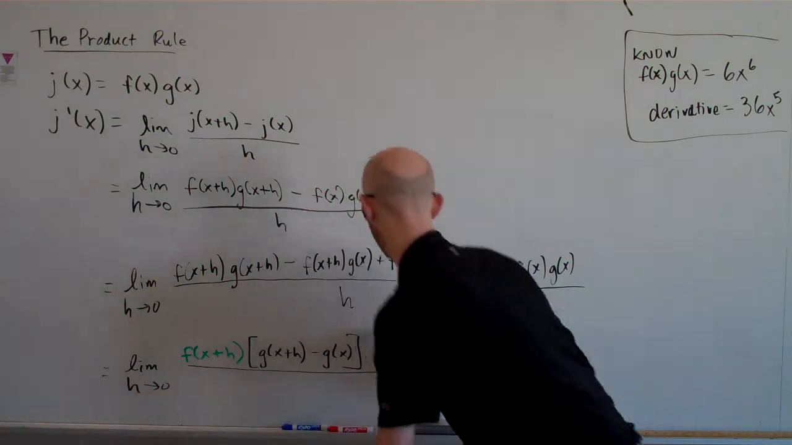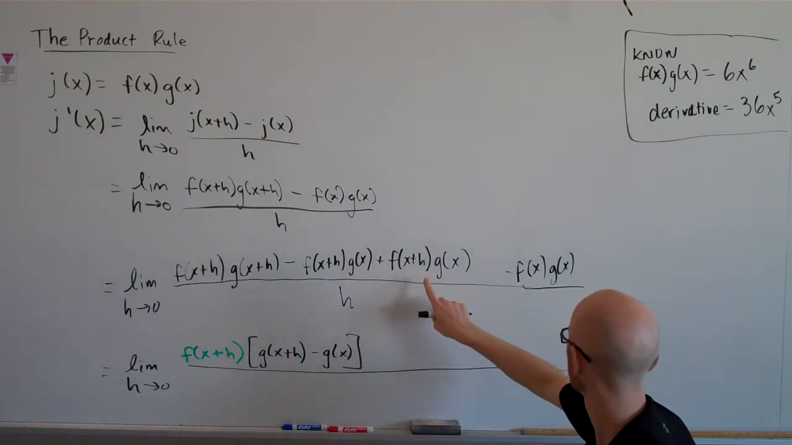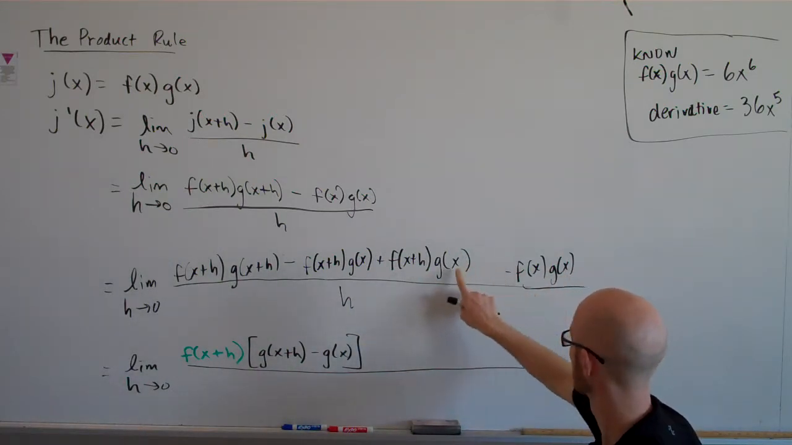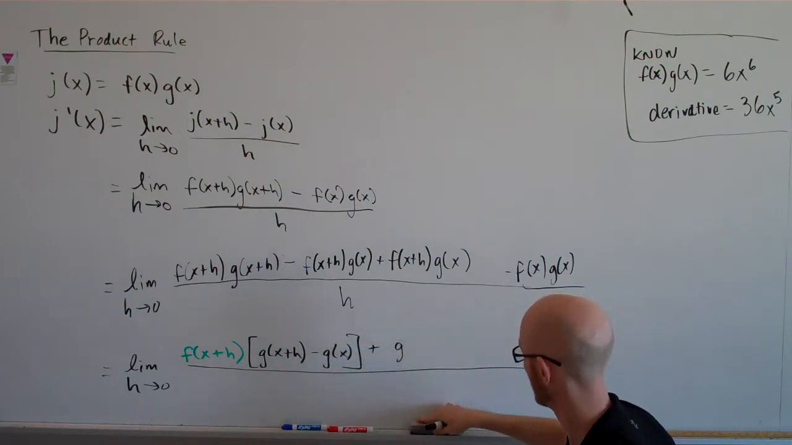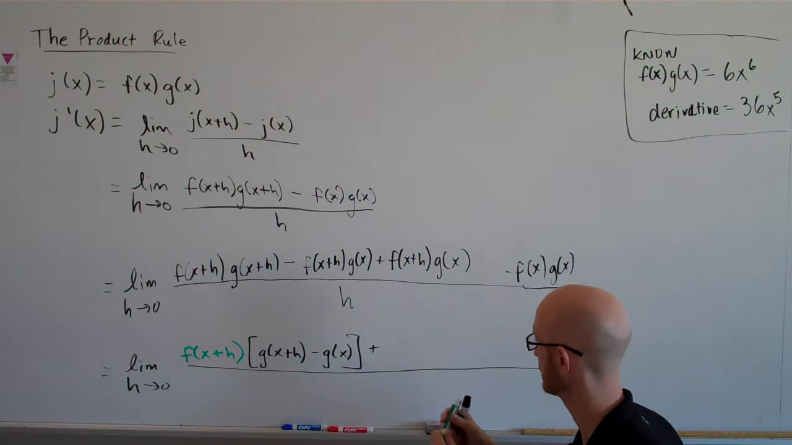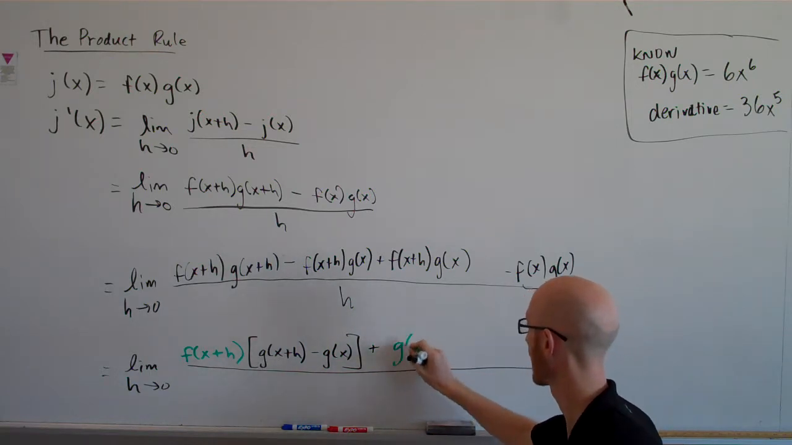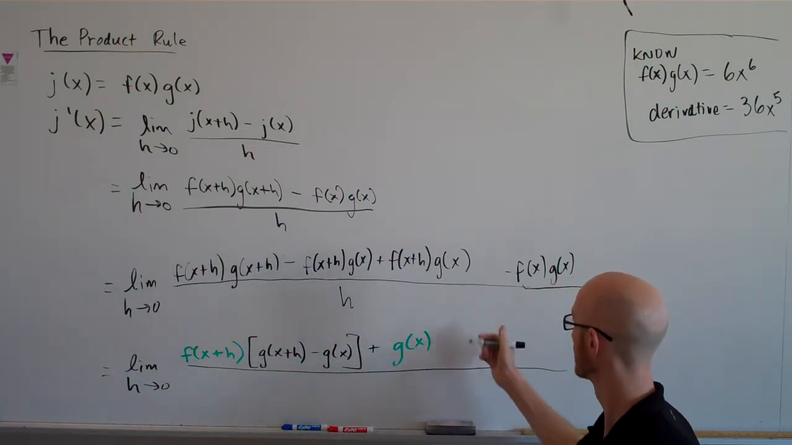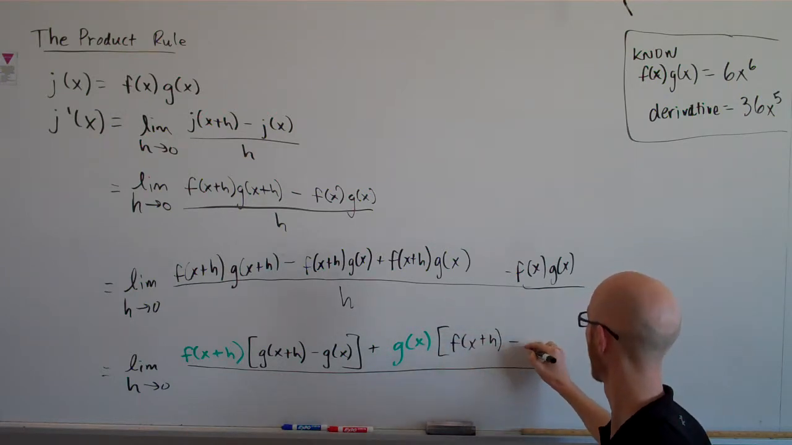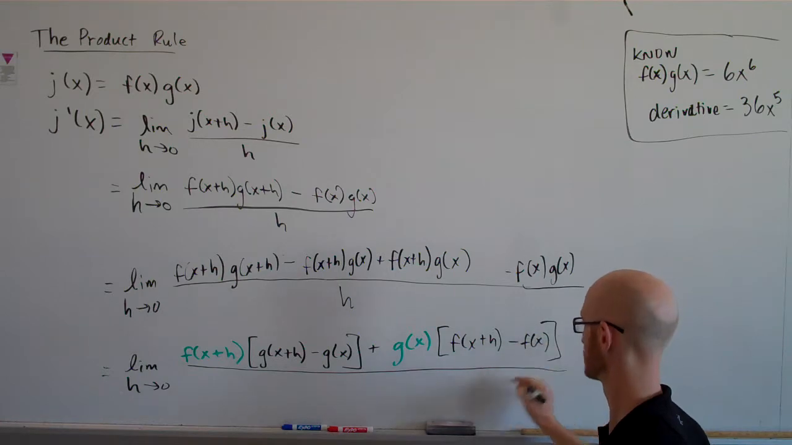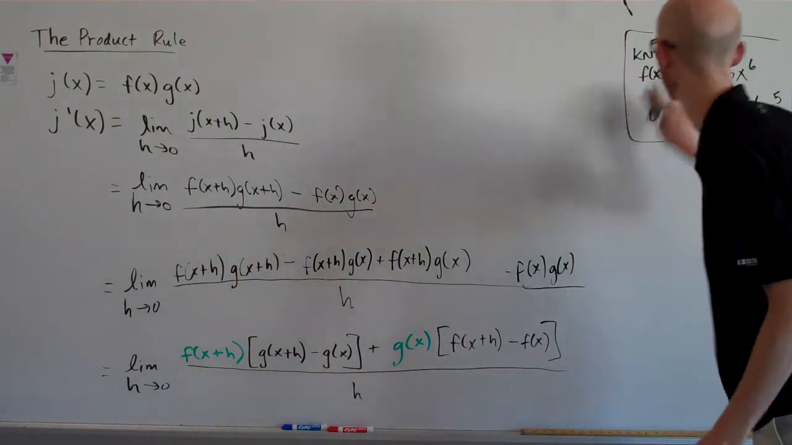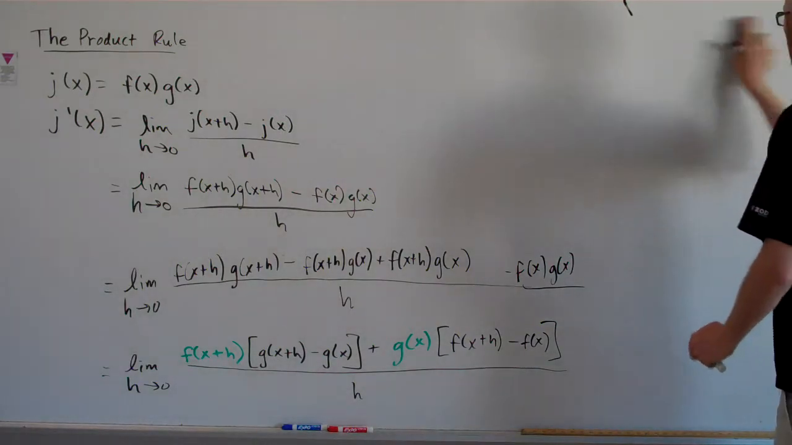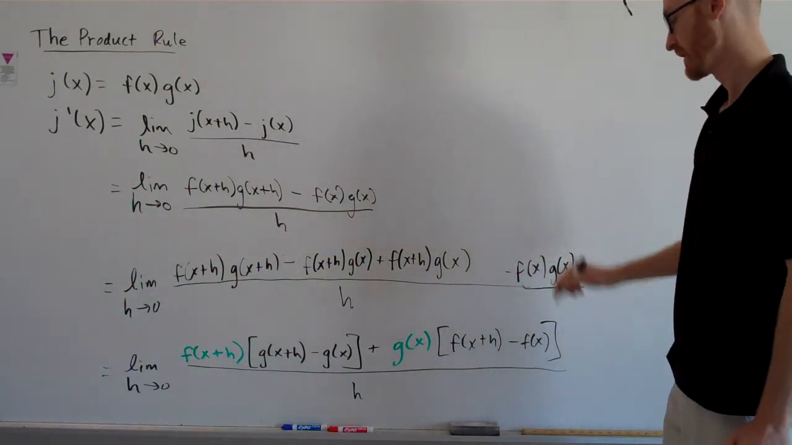And then we're also going to factor out of this one a g of x. And I told you that I was going to color code them, so I will. And this will be f of x plus h minus f of x. And all that goes over h. Okay, I'm going to resume my work up here.